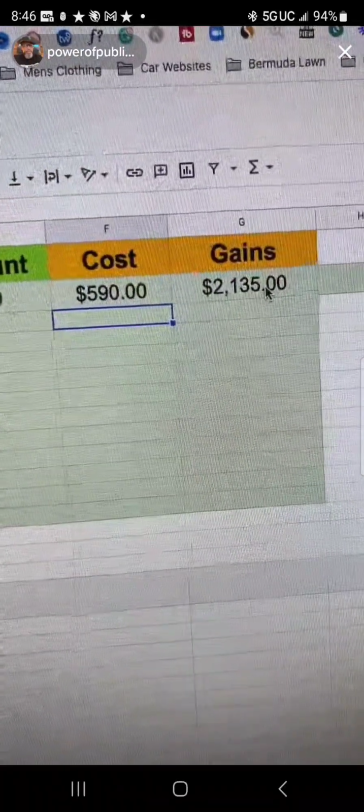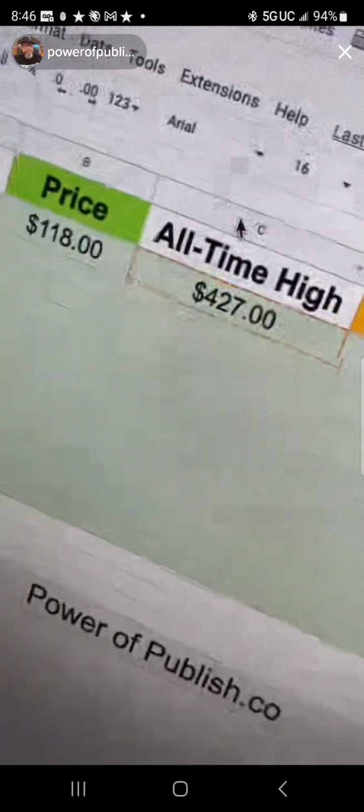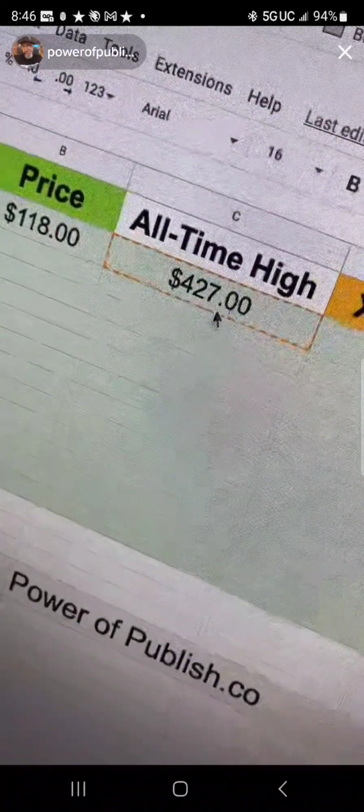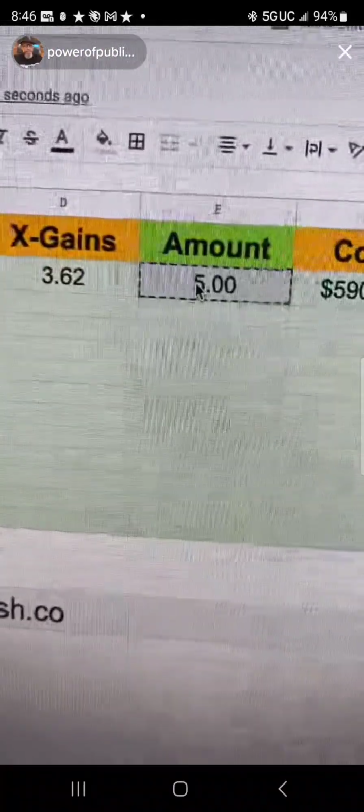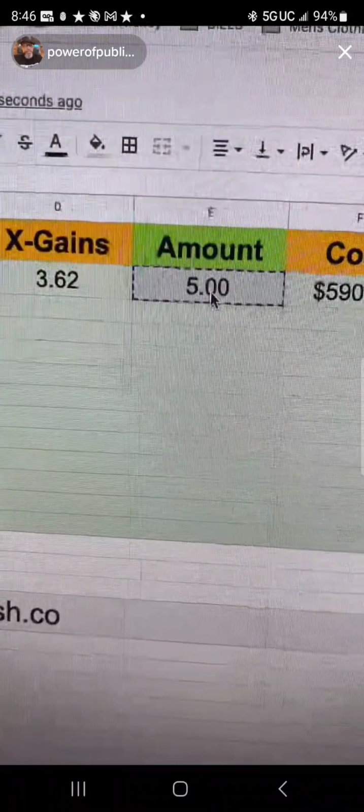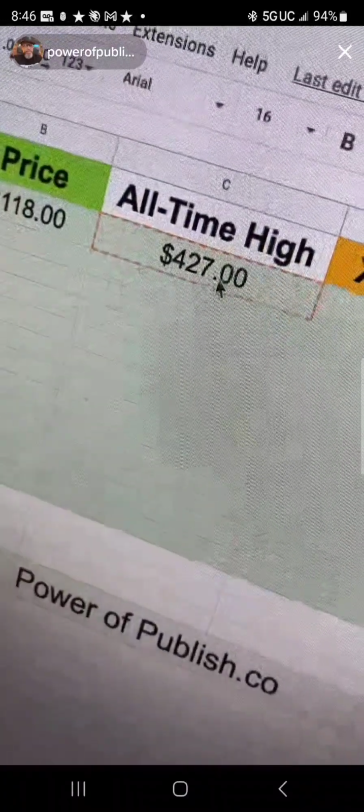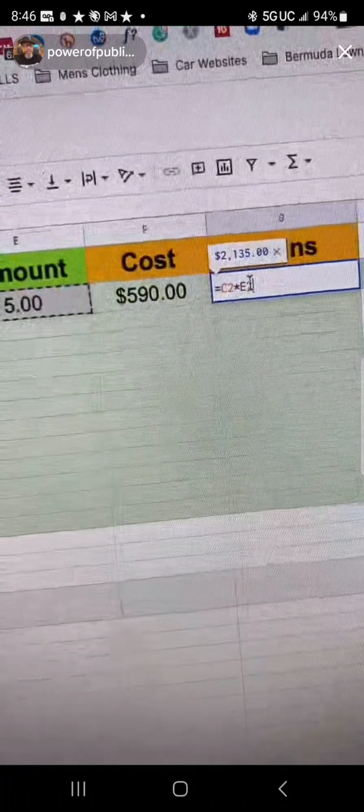Okay, great. That means the gains for 2025 will be this. Is that true? Yes. Double tap the screen. If that's the all-time high, $427, and you own 5 of these, and you sell your 5 Quant at this price when it goes back to that, you're making $2,135. C2 times E2 is $2,135. Is that true? Yes, it is.